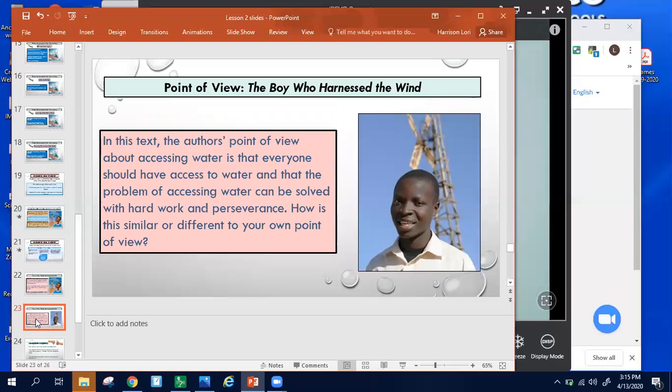In this text, the author's point of view about accessing water is that everyone should have access to water and that the problem of accessing water can be solved with hard work and perseverance. So think about what is your point of view of how accessing water can be solved. What do you think about in your world here and how you think that it might be able to be solved? Is it the same or different from the author's point of view?